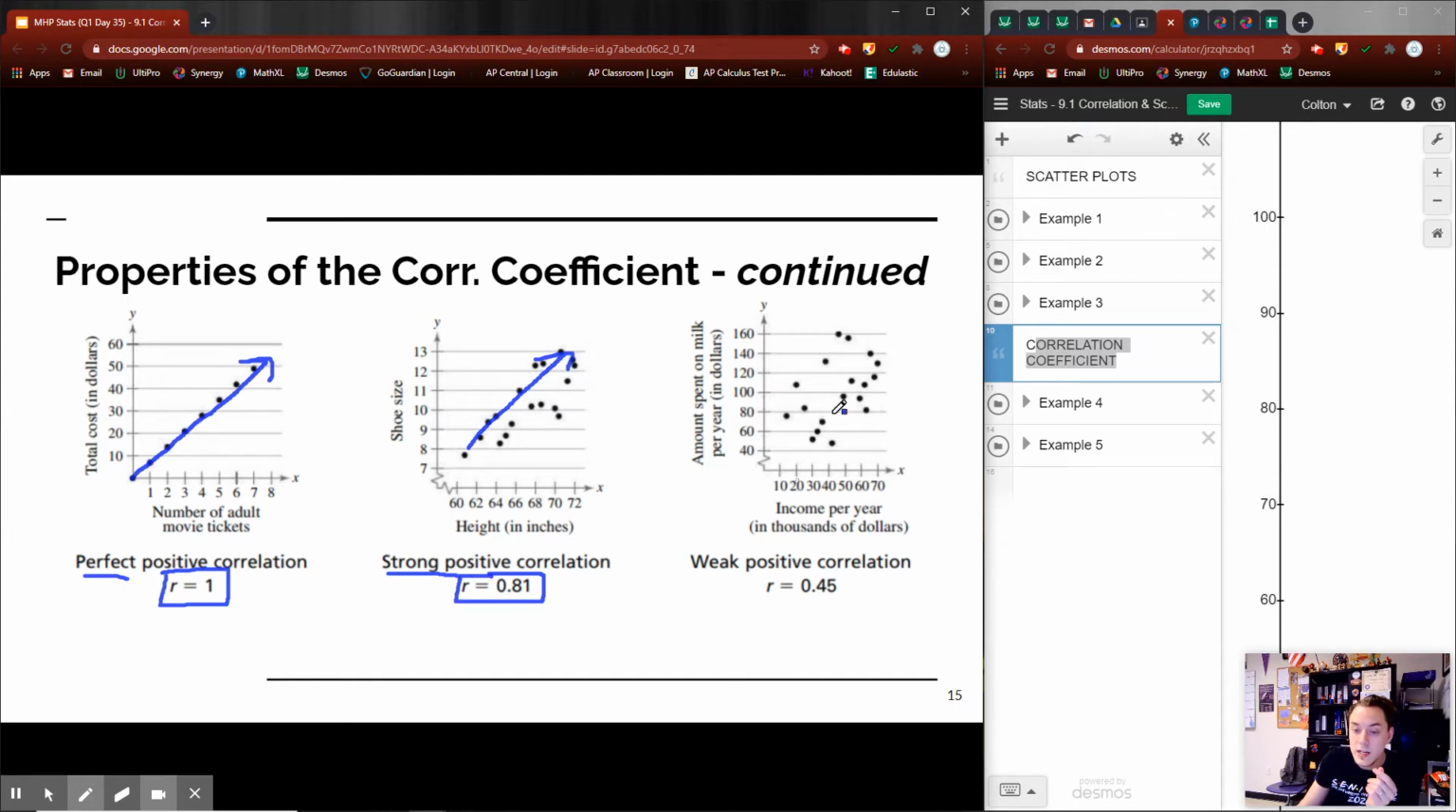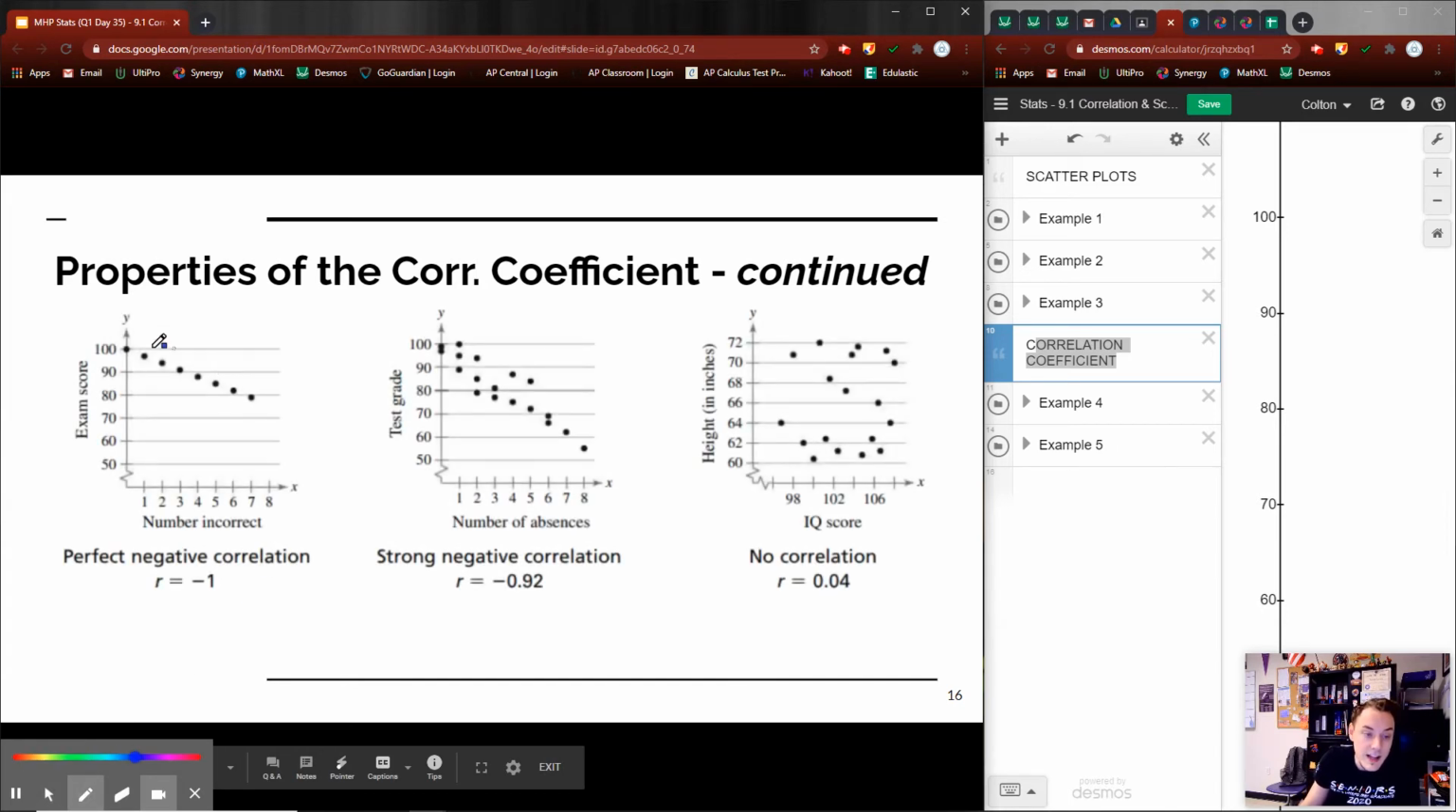This is what we call a weak positive correlation. It does kind of go up, roughly, but it's still scattered everywhere, and so we say that this is a weak positive correlation with R equals 0.45. Let's go through another slide to see what strong negative or weak negative correlations look like, and then we'll get to some examples.